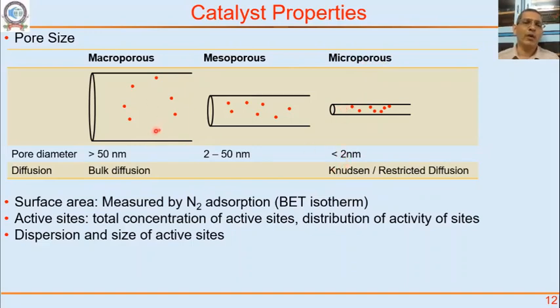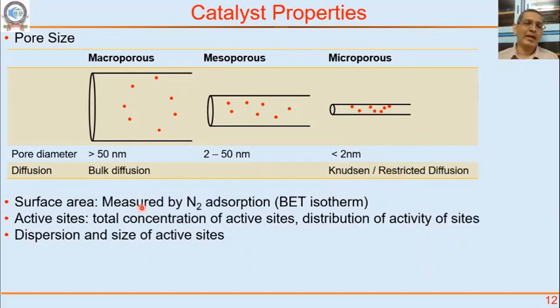So if you think about a molecule, if you think about these reactant molecules, let's say 5 angstrom, 6 angstrom, 10 angstroms, it's 1 nanometer of that sort. In a macroporous catalyst, the pore size is very large as compared to molecular size. So the diffusion that happens is almost like bulk diffusion. Whereas if it's a microporous catalyst, less than 2 nanometers means 20 angstroms, the size of the molecule starts becoming comparable to the size of the pores. So these molecules are not free to diffuse. Their diffusivity is called Knudsen diffusivity or restricted diffusion.